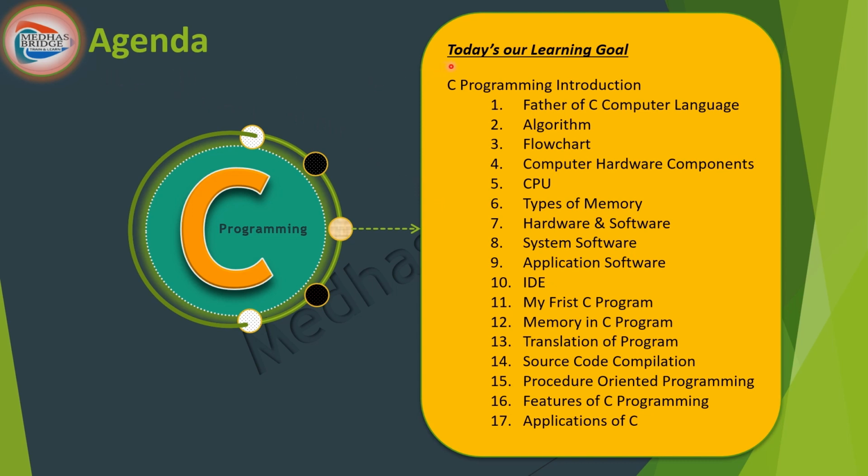In today's agenda, our learning goal would be looking at who is the father of C computer language, the concept of algorithm, flowcharts, computer hardware components like a CPU, types of memory, hardware and software, system software, application software, IDEs which we use for building a computer program in C language, my first C program, memory which we use in C program, translation of program, source code compilation, why C programming is called a procedure oriented programming, features of C programming, applications of C programming.